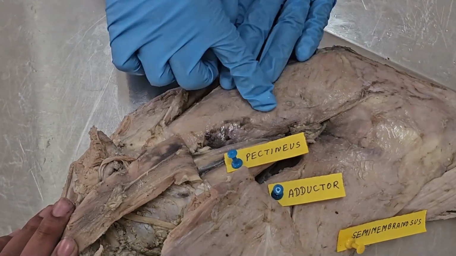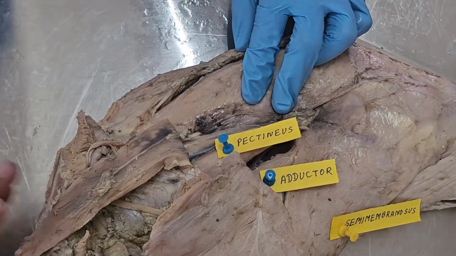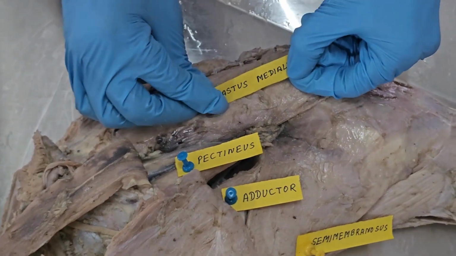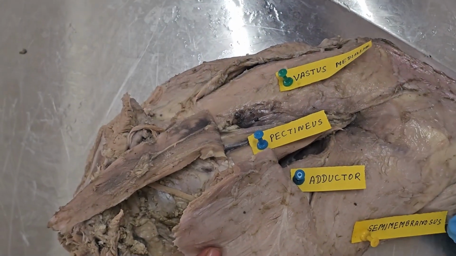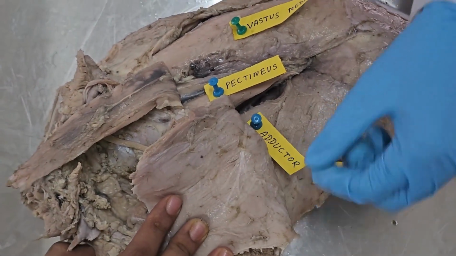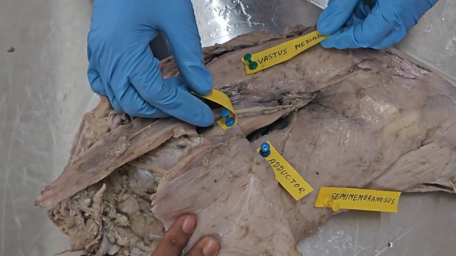Pectineus. And this one is the vastus medialis, which we have already discussed. This is the vastus medialis. Okay, so now you can see a canal actually. This is the semimembranosus, adductor muscle. This is the pectineus, vastus medialis.